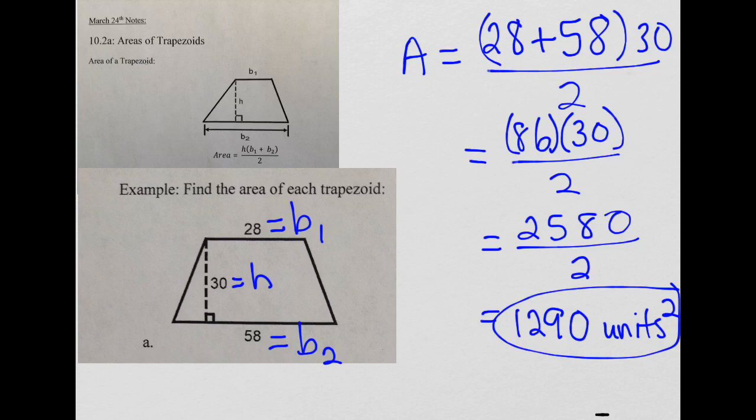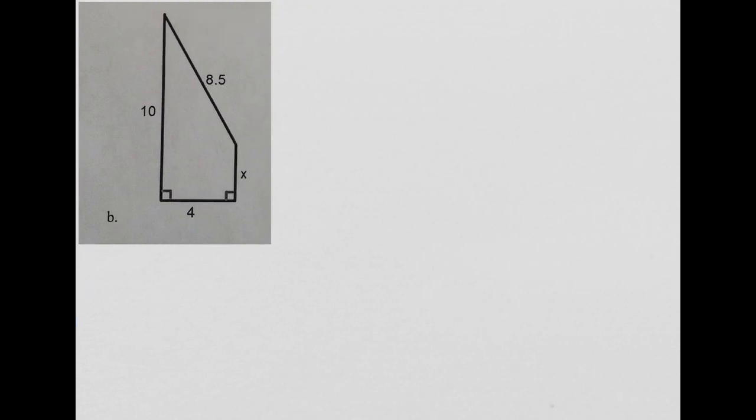Okay, let's look at another one. So we want to find the area of this trapezoid. However, we do not know the value of x. So recall that the bases are the lines that are parallel to each other. So in this case, our bases are 10 and x.